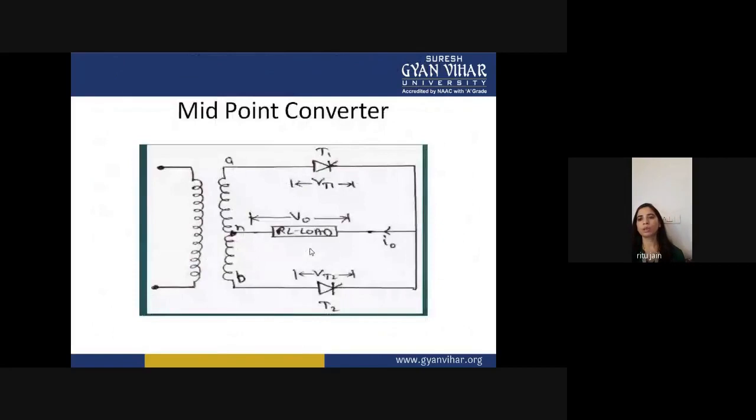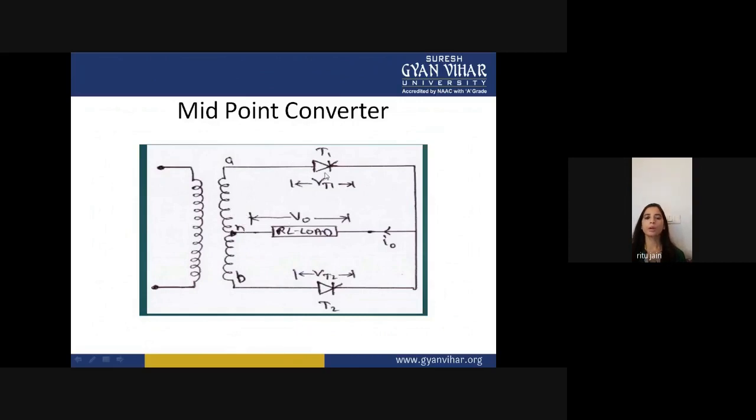Now we come to the next type of converter, which is your midpoint converter. Okay, so you can see in this diagram why this is called midpoint converter, because we are using one transformer. This is the primary winding of the transformer, and this is the secondary winding of the transformer, and the secondary winding of the transformer is divided into equal parts. That's why this is called midpoint converter.